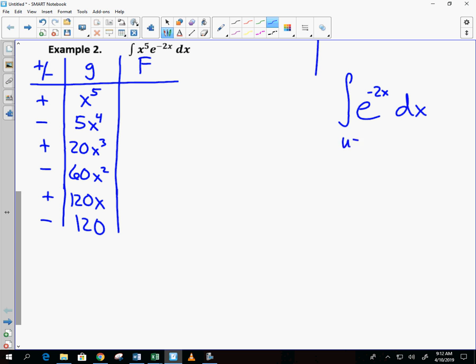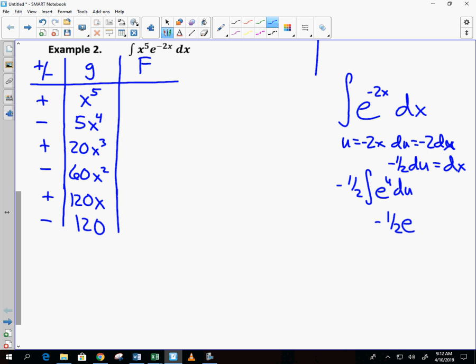So, if u is equal to negative 2x, then du is equal to negative 2 dx. Do we have a negative 2 dx? We do not. So negative 1 over 2 du, if I divide both sides by negative 2, is equal to dx. So it becomes negative 1/2 integral of e to the u du. What's the antiderivative of e to the u? E to the u, isn't that amazing? So you get negative 1/2 e to the negative 2x plus a constant. That's the antiderivative of e to the negative 2x.